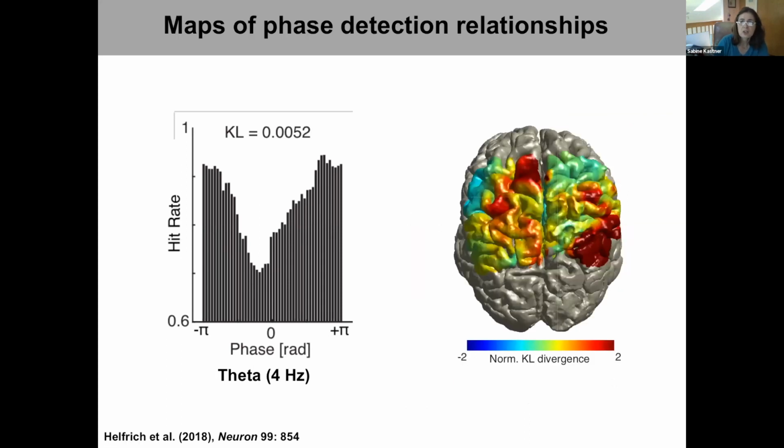So if we look at these phase detection relationships systematically across the different recording sites, this is just one patient here. Red denotes a strong phase detection relationship, so a strong difference between a trough and a peak. These relationships are found in frontal and parietal cortex, not so much in other parts, like in motor cortex and so on. So this is a property of that fronto-parietal network that we introduced to you in this symposium.